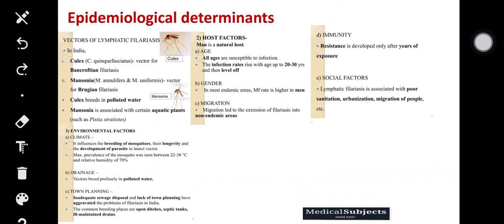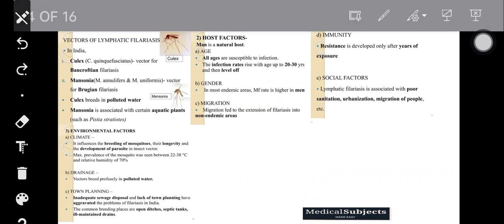Gender: microfilaria rate is higher in men than in women in most endemic areas. It's more common in males. So one thing which needs to be remembered is it is more common in males.